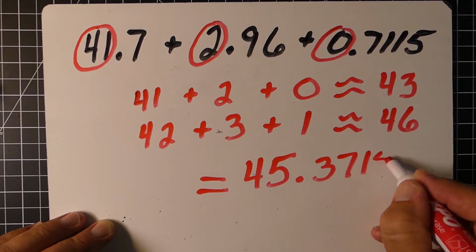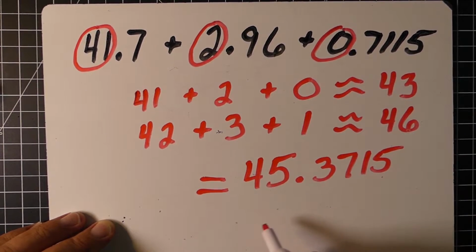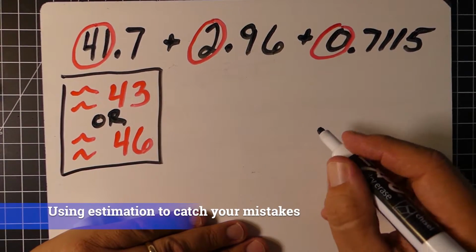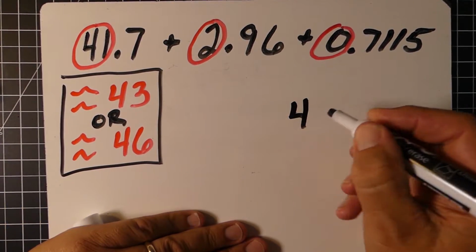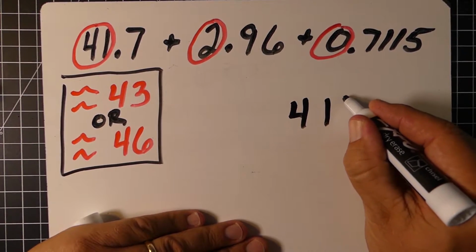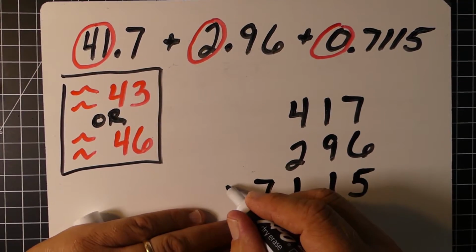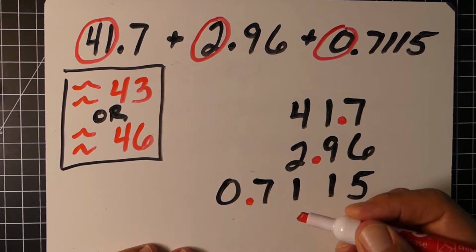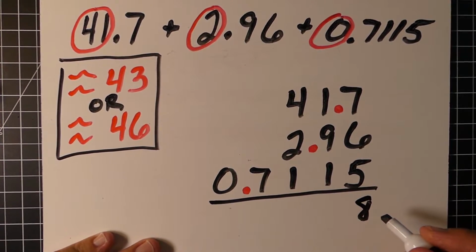And sure enough, 45.3715 is our actual answer. So we're right there. Now, we can estimate to kind of help us out when we make mistakes. So for example, sometimes I'll see students, when they're trying to add, don't line up the decimal. And they do it this way.